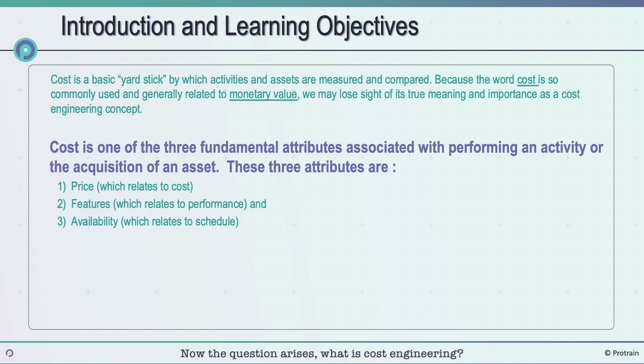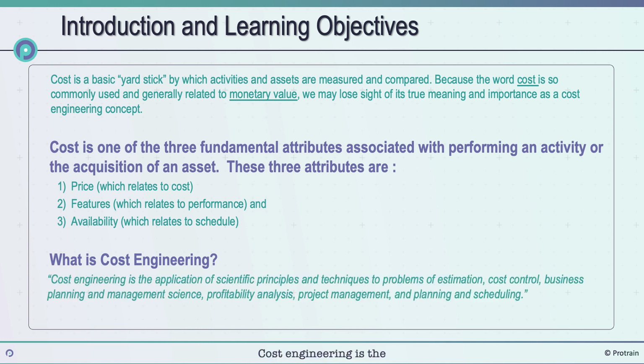Now the question arises, what is cost engineering? Cost engineering is the application of scientific principles and techniques to problems of estimation, cost control, business planning and management science, profitability analysis, project management, and planning and scheduling. If you see that definition carefully, you will find that this definition seemingly addresses non-cost areas. However, it lists key engineering activities that either generate cost when they are performed or define plans or processes that cause or influence cost to be generated in other activities and or assets.